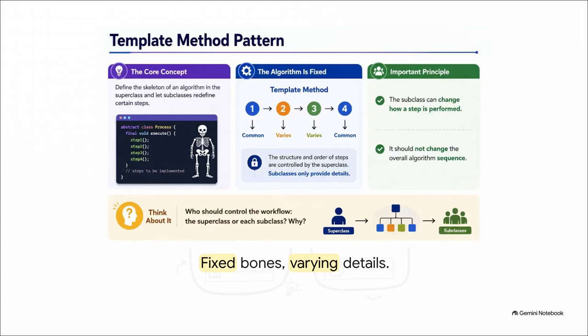It's kind of like a literal skeleton. The algorithm itself, the bones, is permanently fixed in the superclass. This guarantees nobody can accidentally mess up the sequence of operations. Step 1 goes to Step 2 to Step 3. That order is totally locked down. The subclasses are just there to provide the custom flesh for certain variable steps. The big takeaway here is that a subclass can absolutely change how a step is performed, but it cannot change the overall sequence. Control stays 100% with the superclass.